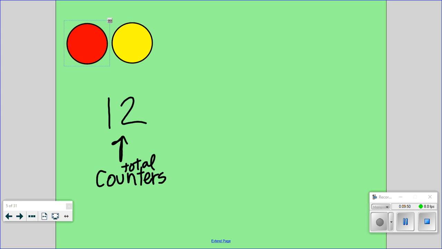Started with our 12 total counters. Then we did something with them. What were we doing with these counters? Adria? We were making groups.